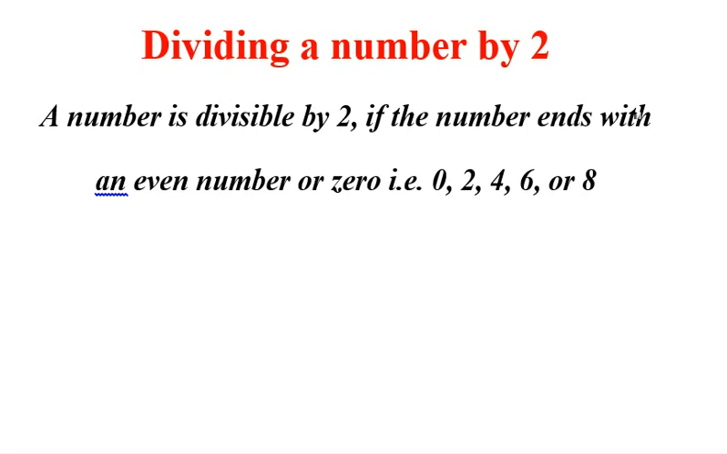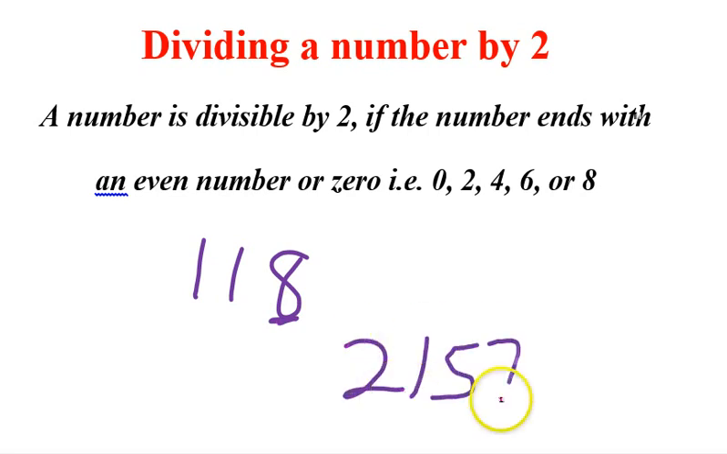And so if you write any number and that number ends with an even number, then you can be sure that that number is divisible by 2. For example, if I write 118, because this number ends with 8, it means it's a number that can be divided by 2 without a remainder. If I write 21573, this number is not divisible by 2 because it ends with 3.